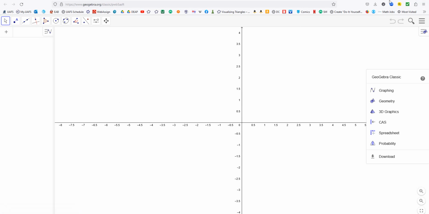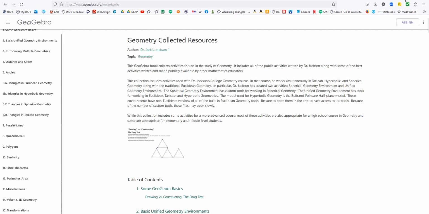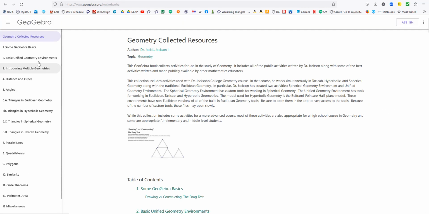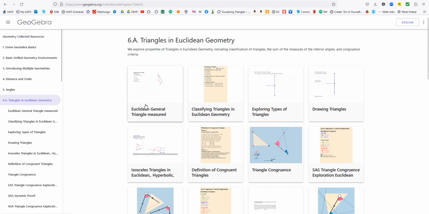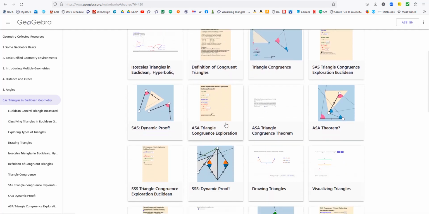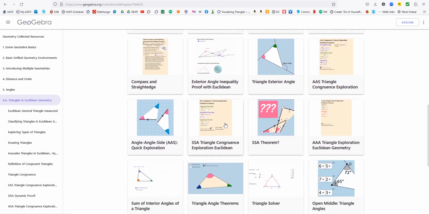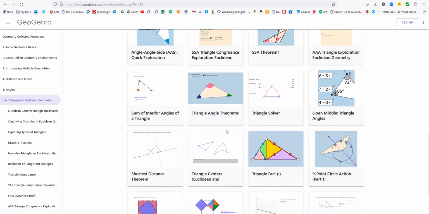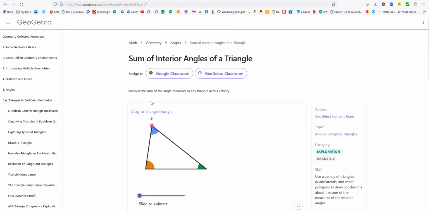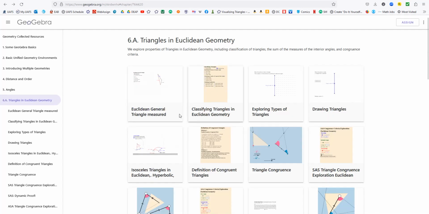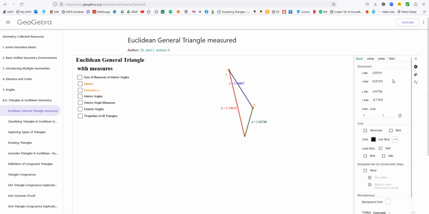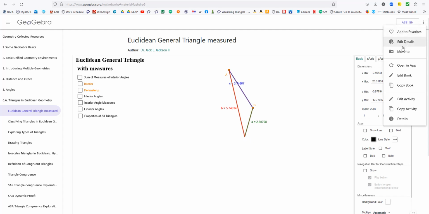Oh, that link was not working. Let's get to it this way. Geometry collected resources. Let's look under triangles in Euclidean geometry. And then let's see here. Sum of the interior angles of a triangle. Okay. Let's just start with this one. Okay, and let's open this in the app.